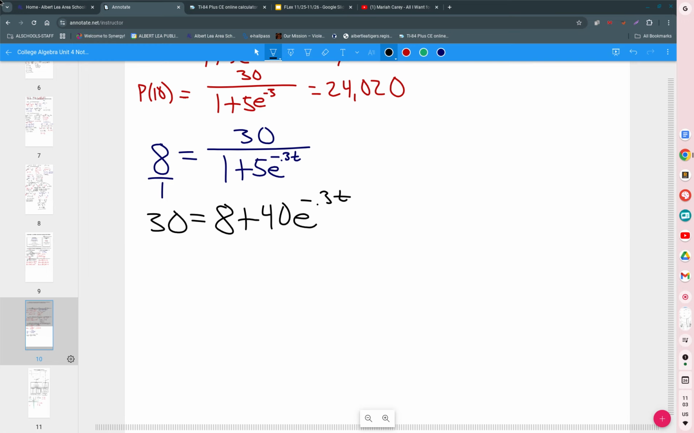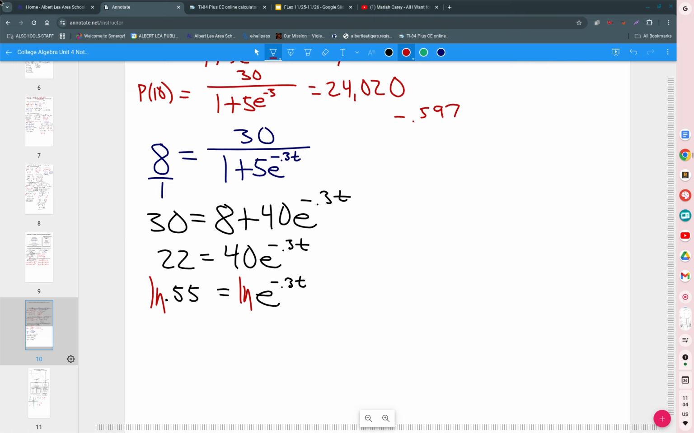Now the equation becomes simple. I subtract my 8, I get 22 is equal to 40e to the negative 0.3t. I divide by 40, and 22 divided by 40, I happen to know that's 0.55. Now what? Natural log. Natural log, thank you, Big John. Natural log of 0.55. I don't have that memorized. Is it negative 0.597? I remember from the other class. Equals negative 0.3t. And finally, I divide by negative 0.3, excuse me, and I get 1.99 years.